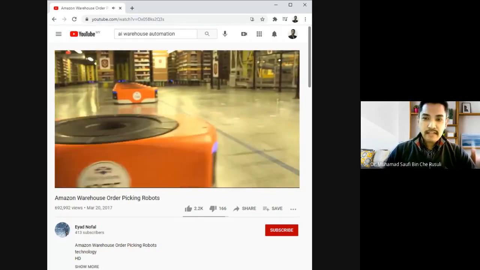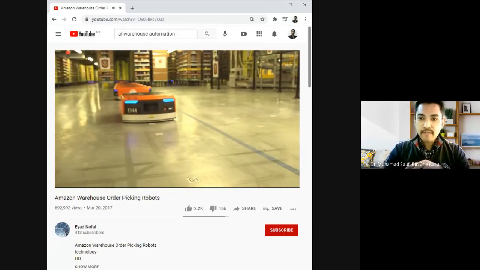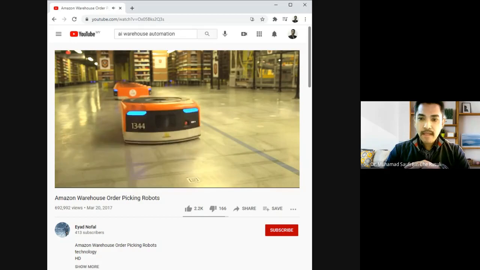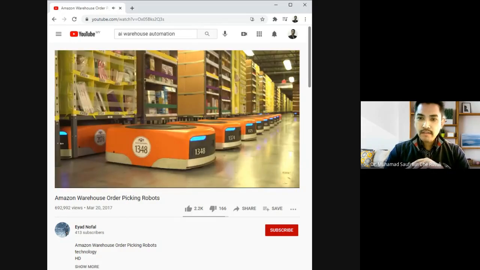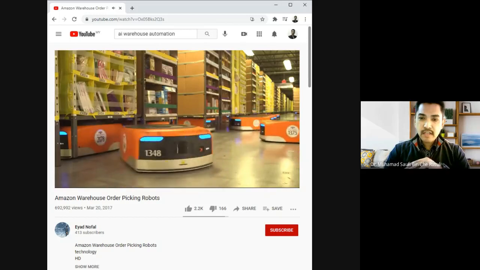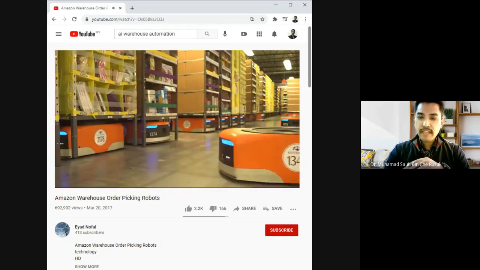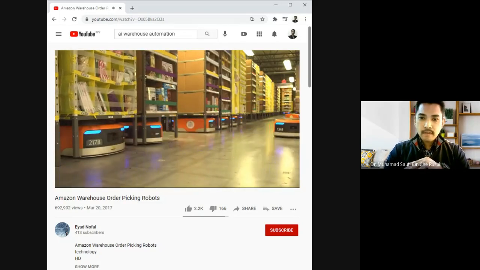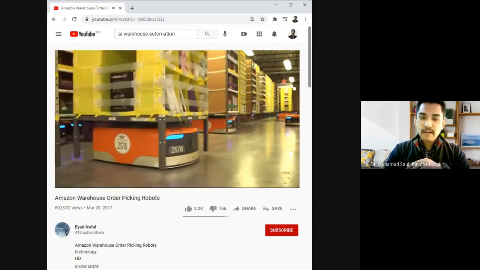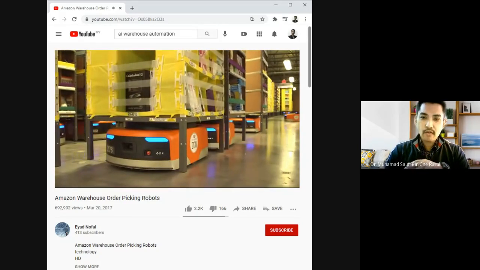Okay, if you can see, these are the small robots. The floor itself has been tagged with RFID and QR codes. It does a huge amount of lifting. Kalau tengok cara dia lifting, kalau dulu kita menggunakan forklift, previously we used forklifts, now we are using heavy duty robots.